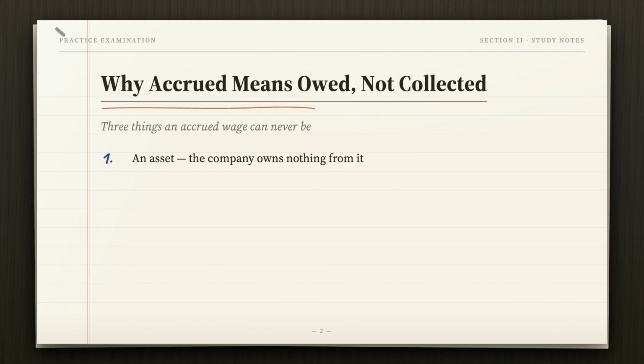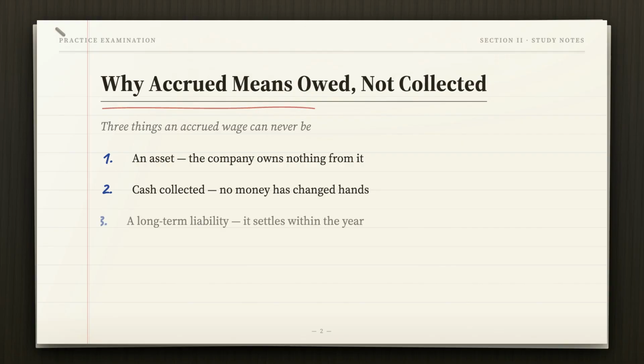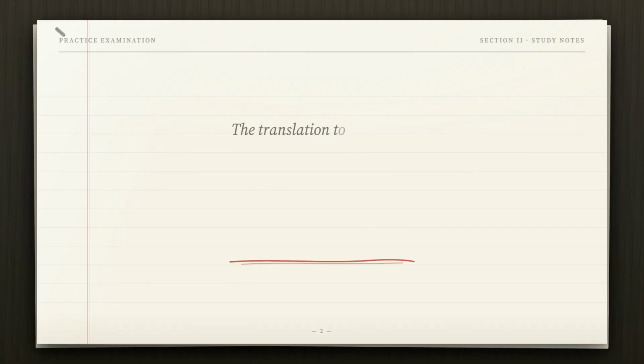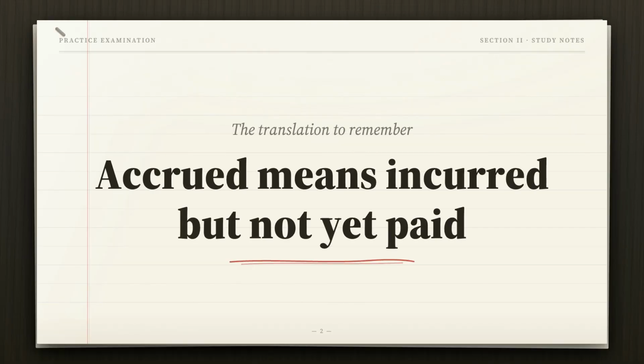An accrued wage cannot be an asset since the company owns nothing as a result of it. It cannot be cash collected since no cash has moved yet. And it's a current liability, not a long-term one, because it gets settled quickly. Whenever you see the word accrued, translate it as incurred but not yet paid, and ask which way the money is moving. For wages and taxes, it always moves outward from the company, which is exactly why accruals belong on the liability side.